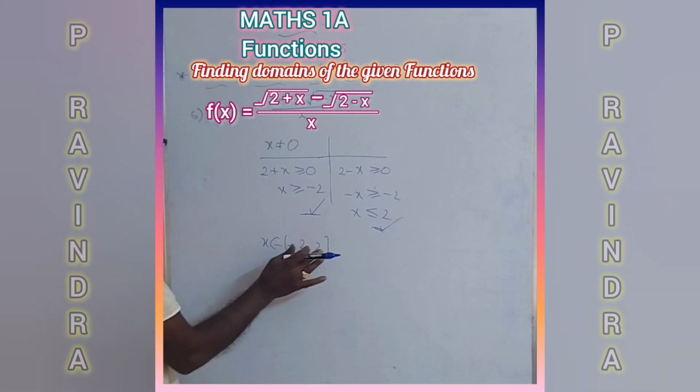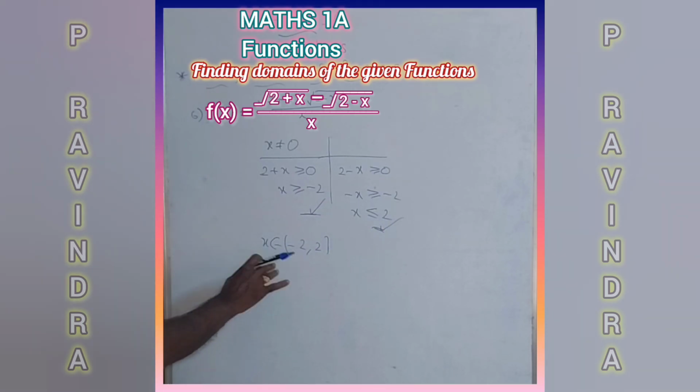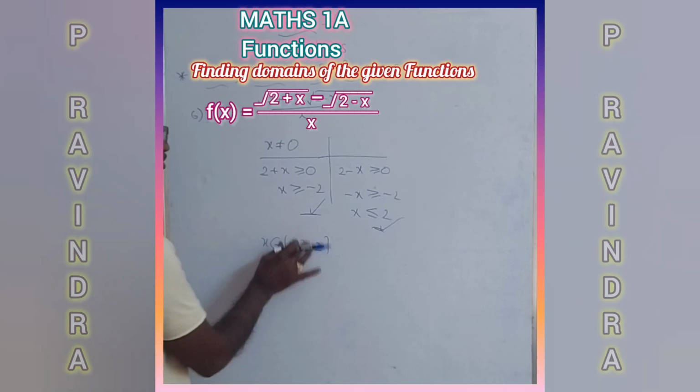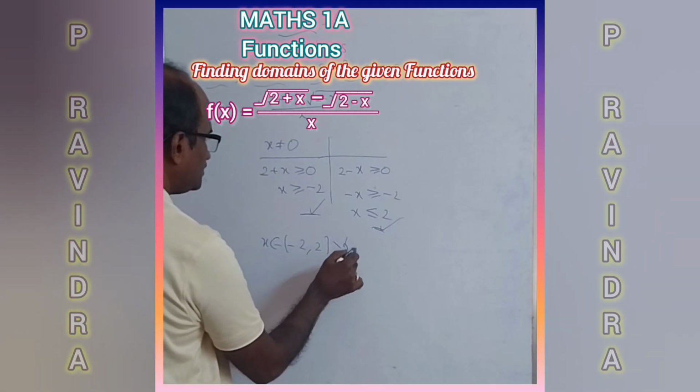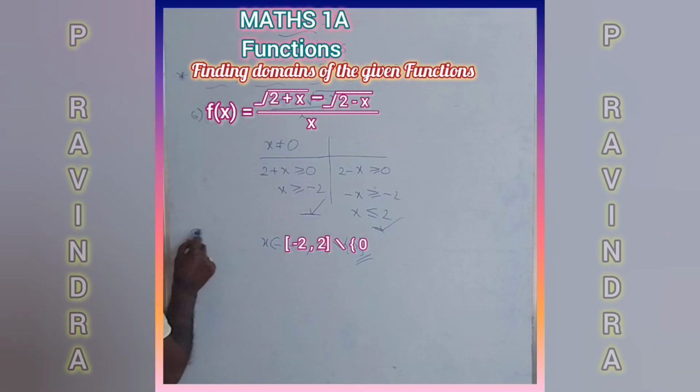Minus 2 to 2, but in between there will be 0, no? Minus 2, minus 1, 0, 1, 2. So 0 must not be there. So removing 0, this is the way of writing the domain for this particular function.